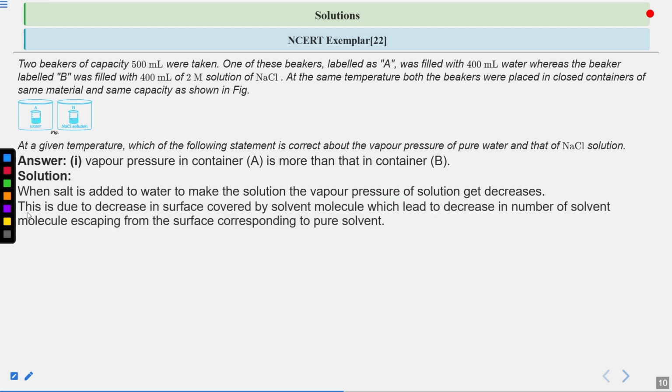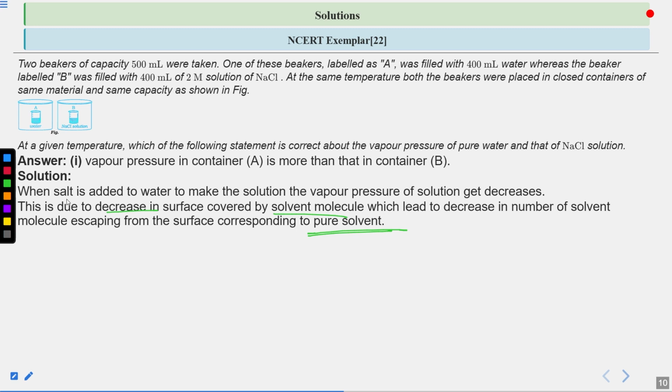Why is that so? This is due to the decrease in the surface which is covered by the solvent molecules, which leads to a decrease in the number of solvent molecules escaping from the surface, corresponding to the pure solvent. Why is this happening? Because the surface covered by the solvent molecules in the solution will decrease, and this will lead to a decrease in the number of solvent molecules escaping from the surface. That will create the vapor pressure corresponding to the pure solvent. So the number of solvent molecules decreases, and that is why the vapor pressure will also decrease.